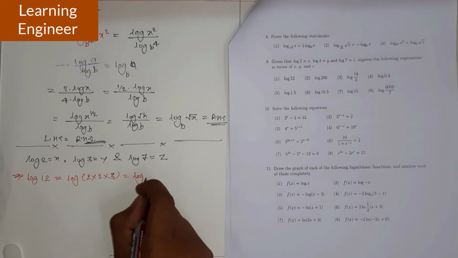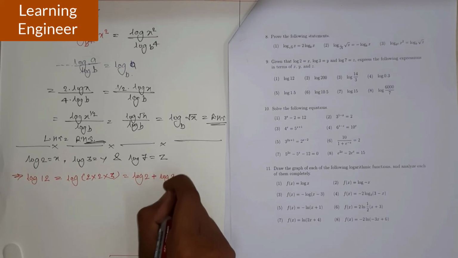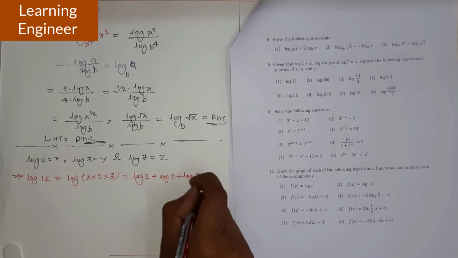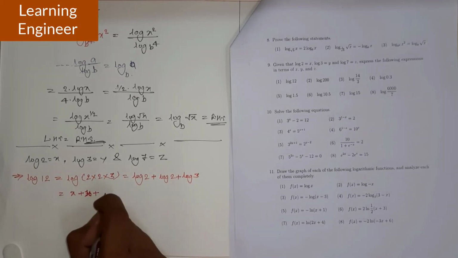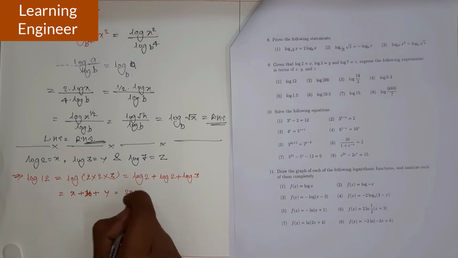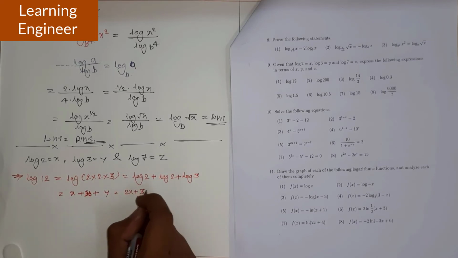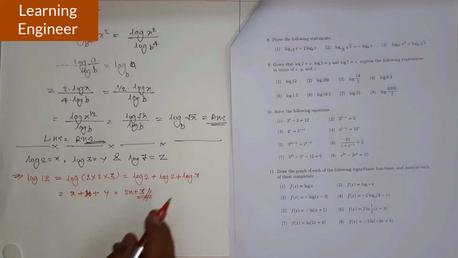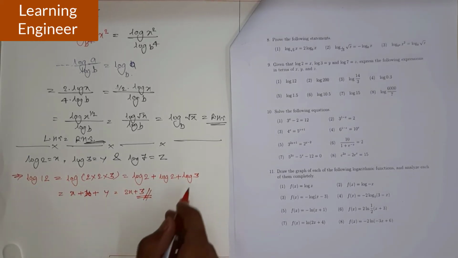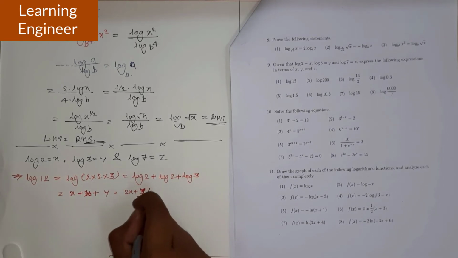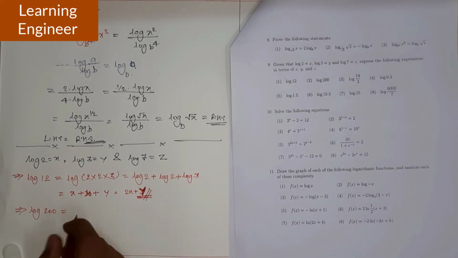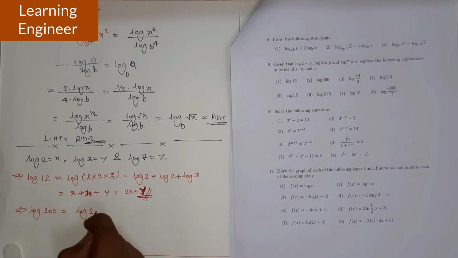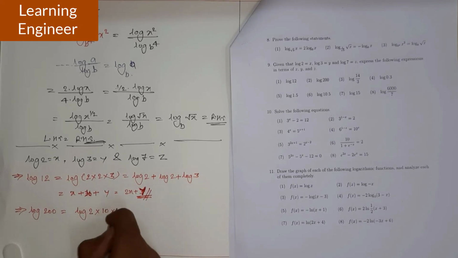And what can we write after? Log of 2 plus log of 2 plus log of 3. This we can write. So what can we write? x plus, this is again x, plus this is your y, which means 2x plus y. So this is how we can break the given expression in x, y and z. Log 3 equal to y, sorry. Now let us take log 200. Let us try to break this. So what we get: log of 2 into 10 into 10.